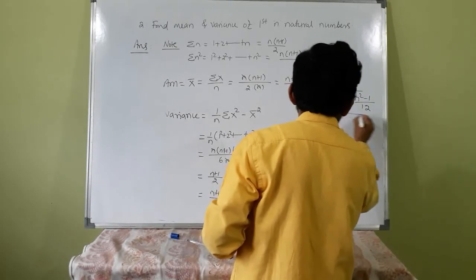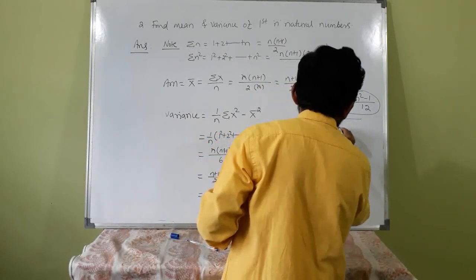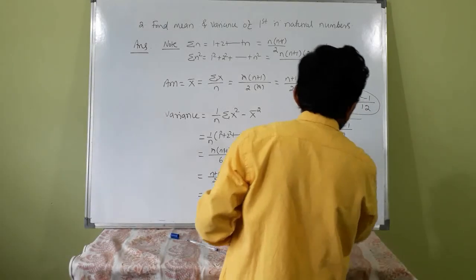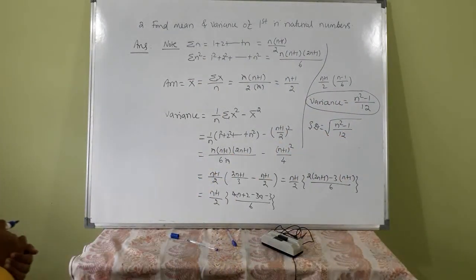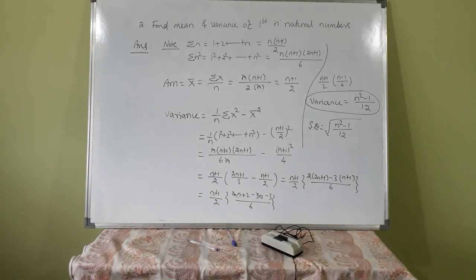So please remember this result, and standard deviation is equal to root of n square minus 1 by 12. This is very important, many times asked in CETs. Variance of first n natural numbers is n square minus 1 by 12. Variance of first 25 numbers is 25 square minus 1 divided by 12. Like that. Variance of first 10 natural numbers, 10 square minus 1 divided by 12. Okay.